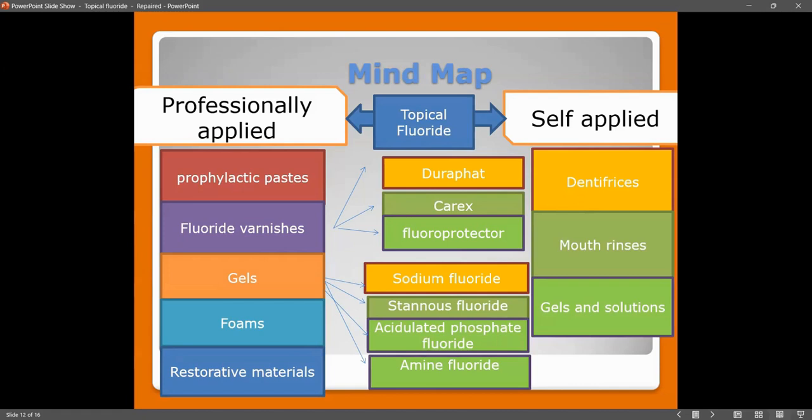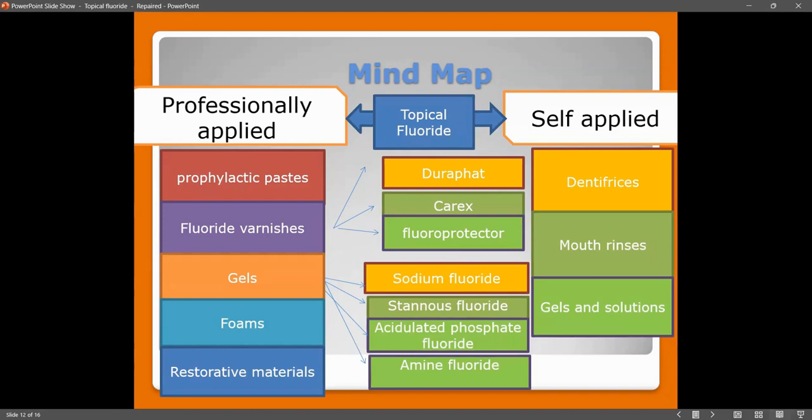Okay. So here there are 2 types of topical fluoride application. One is professionally applied and another one is self-applied. Professionally applied are prophylactic paste, fluoride varnishes, gels, foams, and restorative materials. What are the fluoride varnishes? We studied 3 types: Duraphat, Carex, Fluor Protector. So what is the ppm you have to remember for Duraphat, Carex, and Fluor Protector?